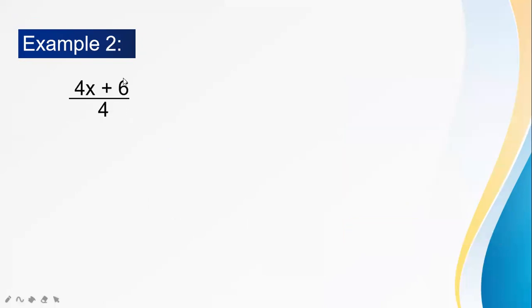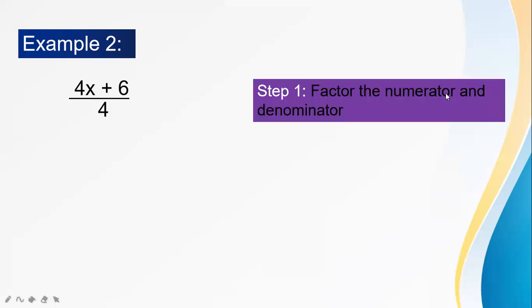Next, we have number 2, 4x plus 6 over 4. If you still remember the greatest common monomial factor, the GCMF, the first step is to factor the numerator and denominator. So factors of the numerator. First, get the GCF, which is 2, because the number that can be divided into 4 and 6 is 2.